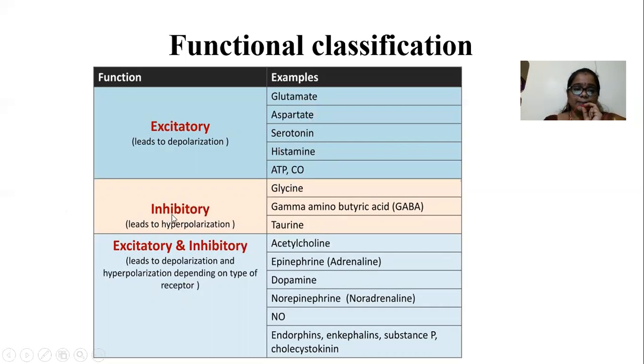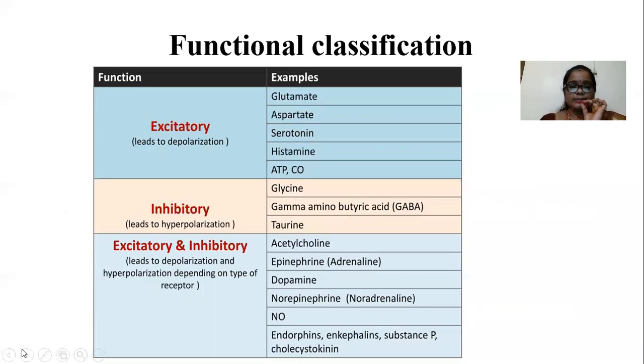And inhibitory neurotransmitters, what may they lead to? Hyperpolarization. Inhibitory neurotransmitters prevent the generation of electrical signals. Excitatory neurotransmitters promote the generation of electrical signals, while inhibitory neurotransmitters prevent it.